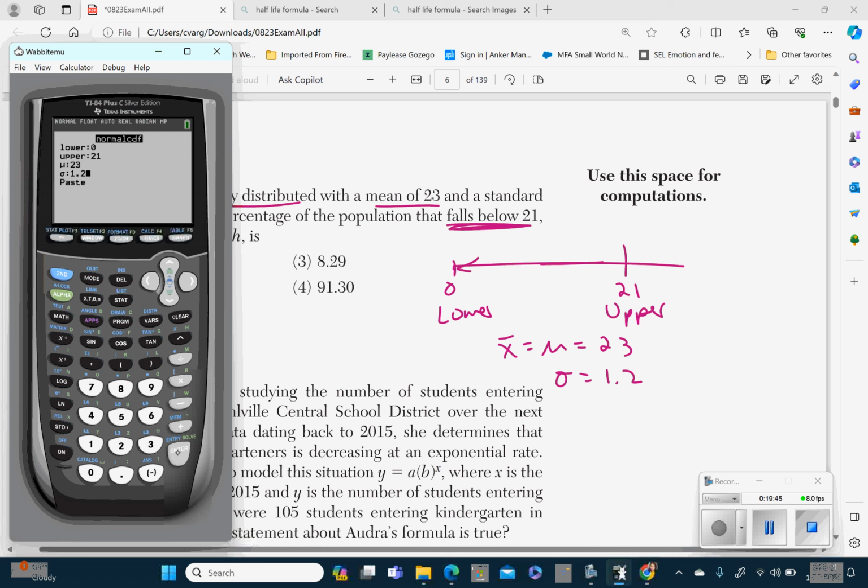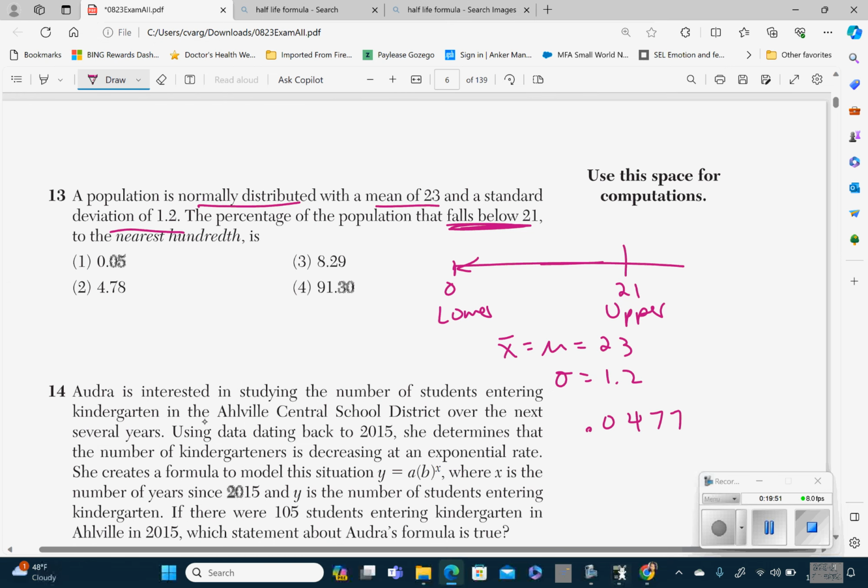And then you literally just hit enter, enter, enter, and you get 0.0477. It's telling you a percent, so you're going to move this decimal 2 places to the right, or multiply by 100. So that's going to be 4.78%, which is answer choice number 2.